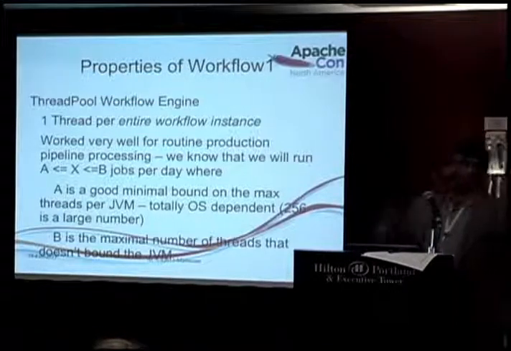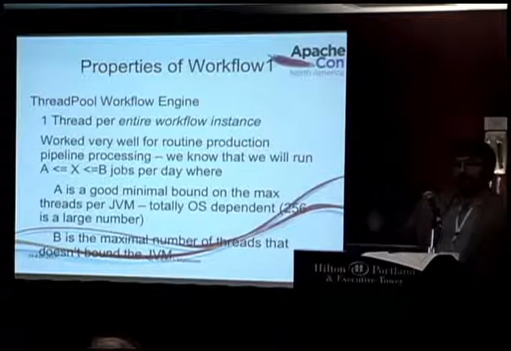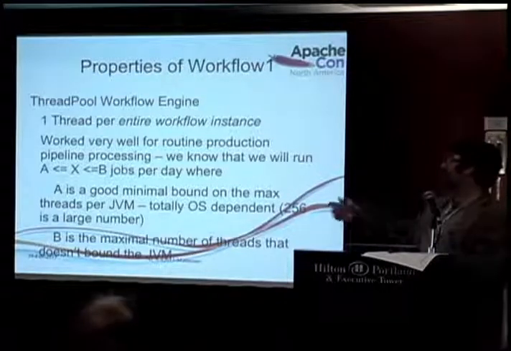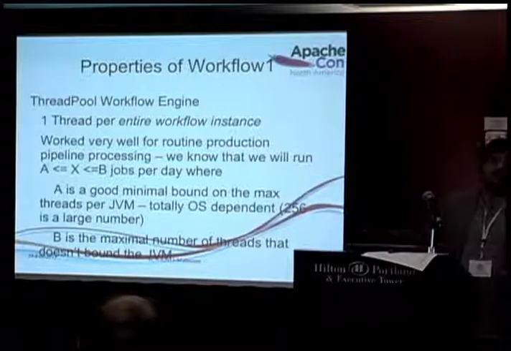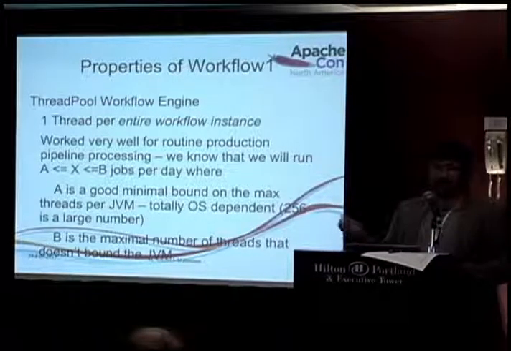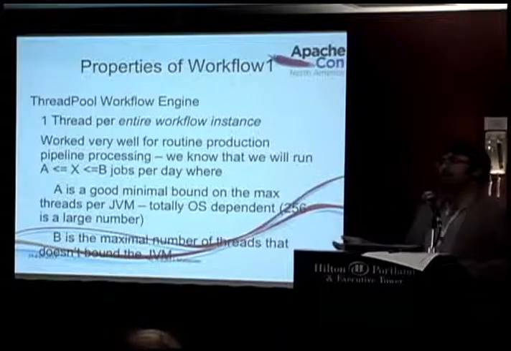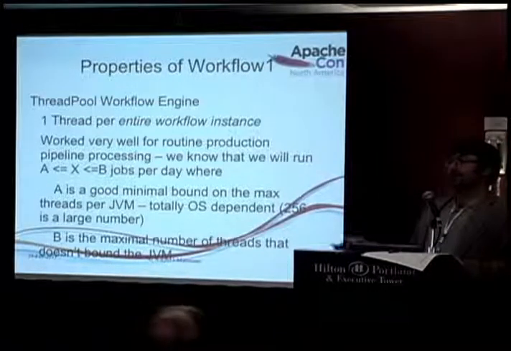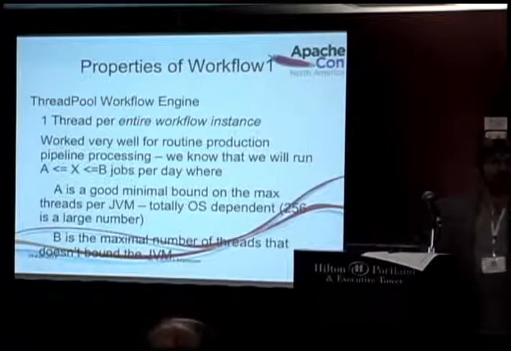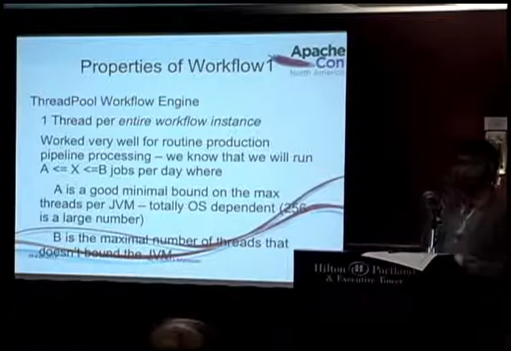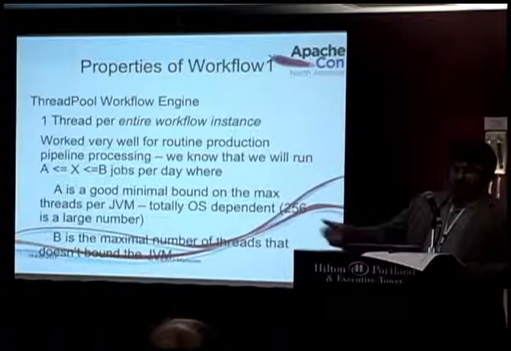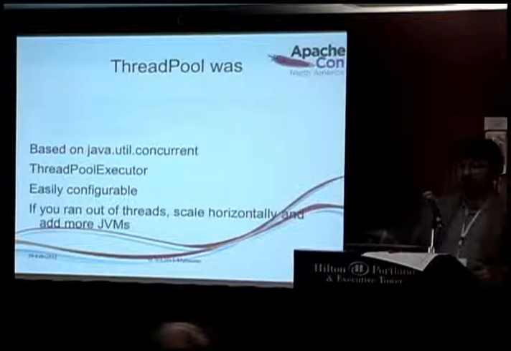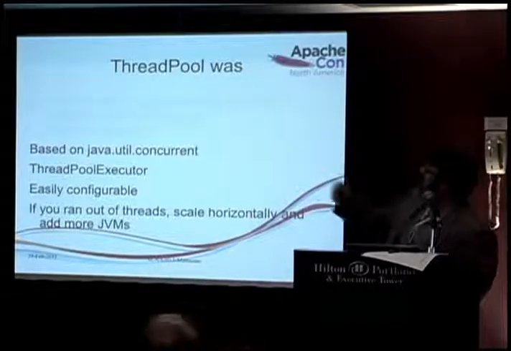So this works really well for routine production pipeline processing, where we know that some X between A and B bounds of jobs per day are going to run, where A is a good minimal bound on the max threads per JVM, which is totally OS dependent, but a nice round number to use in Linux is 256 threads in a single JVM. If you need more, you add more JVMs. You add more workflow managers running on different JVMs that have their own thread pools, and you scale out that way. And B is the maximal number of threads that doesn't bound the JVM. So this thread pool, I'm going to show you guys an example of right there. It's hard to see, but there's a URL to where I'm going to show you the example from.